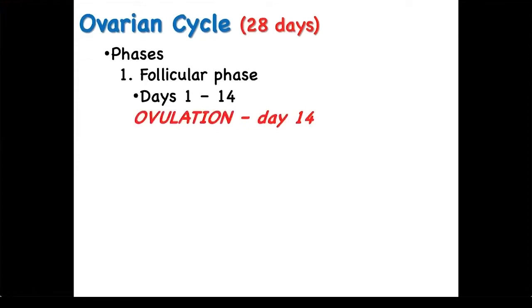After ovulation, the second phase begins, called the luteal phase. This occurs between days 14 to 28. During the luteal phase, the corpus luteum is formed.